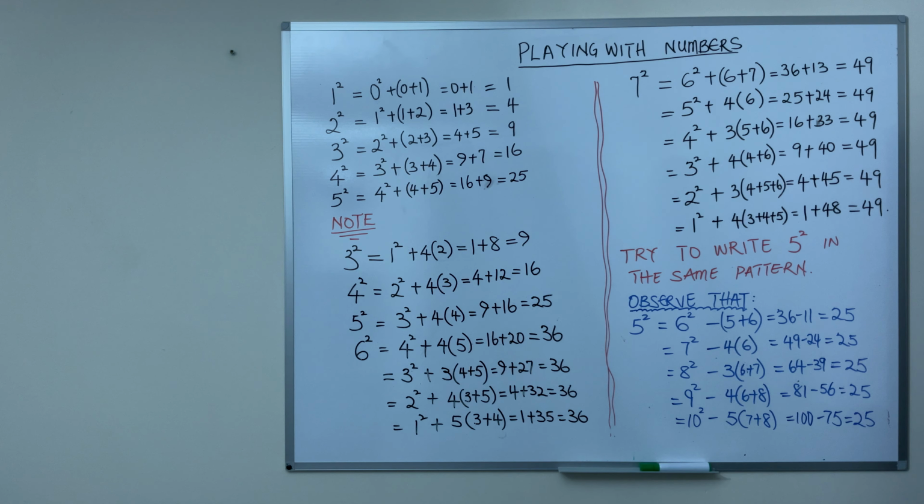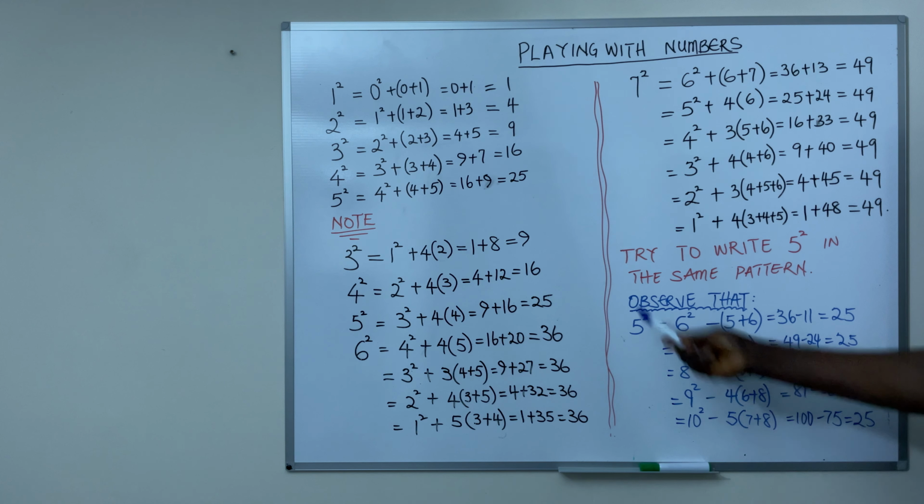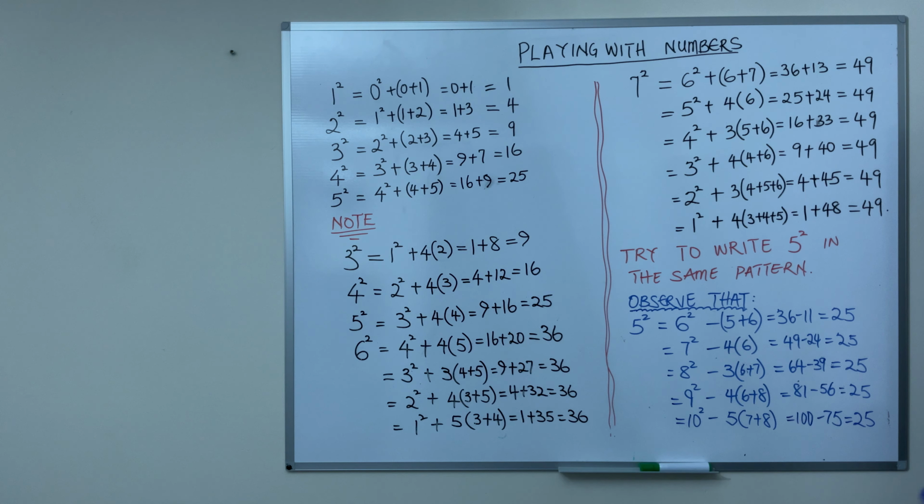Let's consider 5 squared and 10 squared. Difference between them is what? 5. You have 5 here. 7 plus 8 in between. 9 is not there because 9 cannot be included here since this is already an odd number. So we have 10 squared, which is 100. 7 plus 8 is 15 times 5 is 75. 100 minus 75 also gives 25.